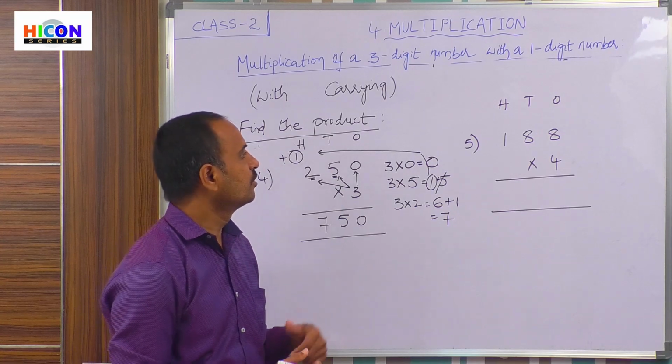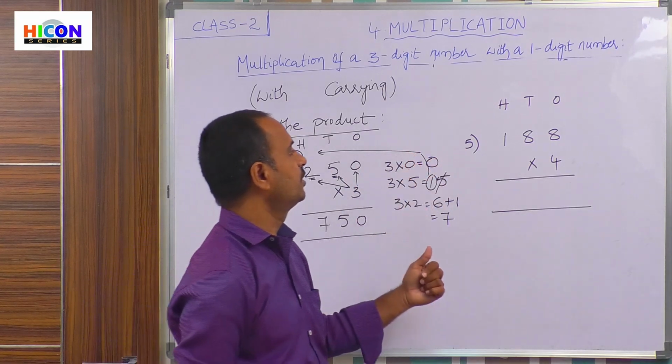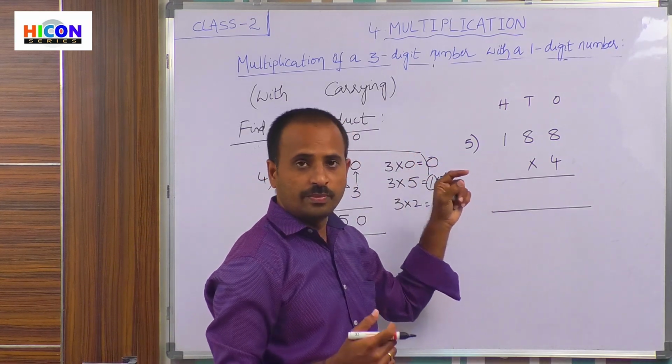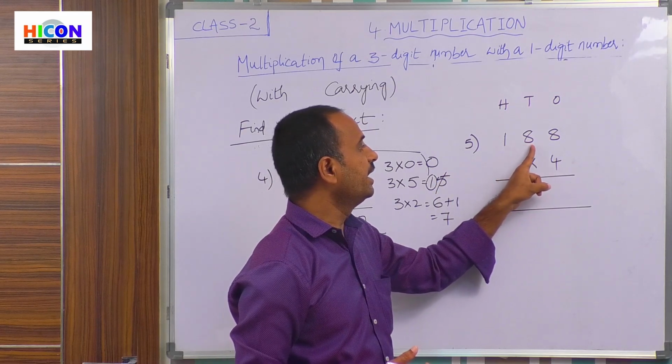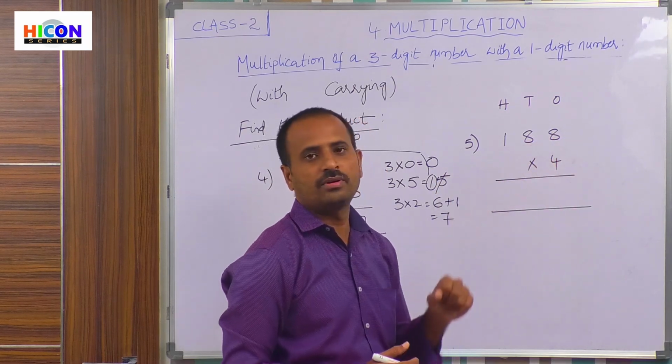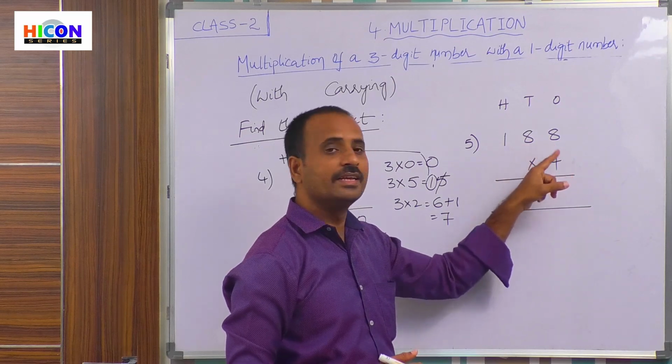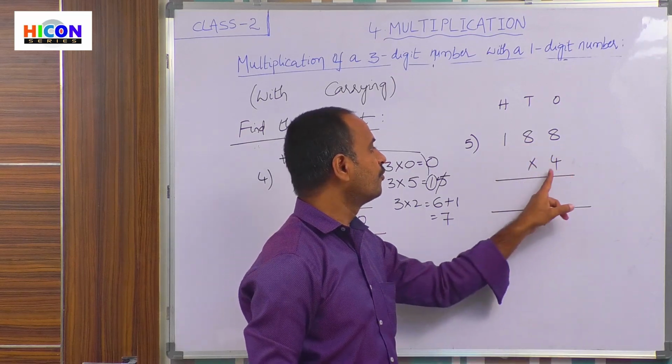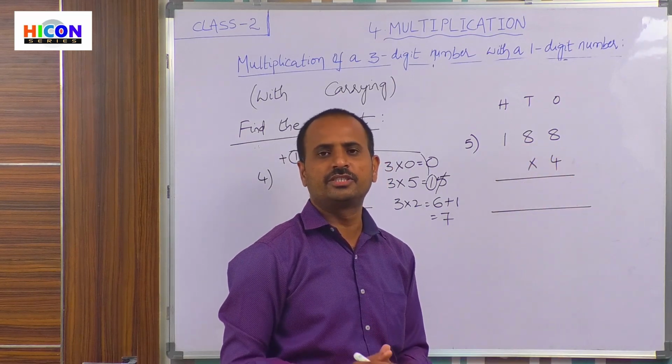So children, now go to the next problem, that is fifth problem. So here we have to multiply 188 with 4. Here 188 is a 3-digit number and 4 is a single-digit number, 1-digit number.